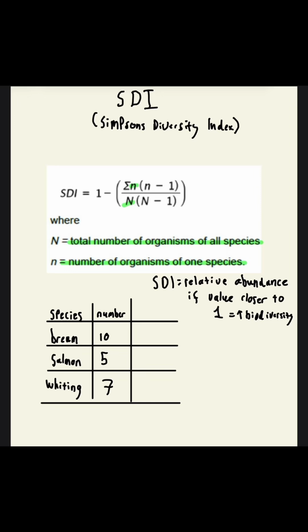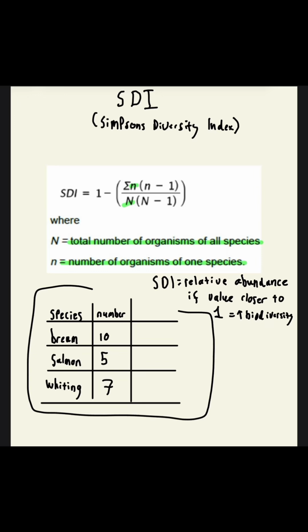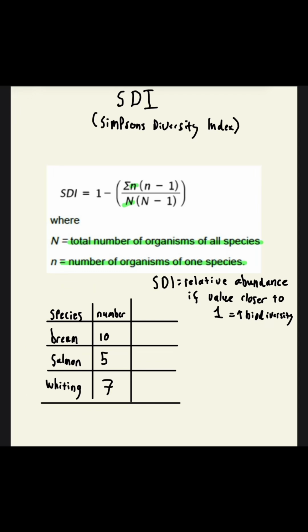For example, the question might give you a table like this here, and then ask you to calculate the SDI from that information. So this represents 10 bream, 5 salmon, and 7 whiting in an ecosystem. To calculate the SDI, we're going to do another column called n times n minus 1. This is what some people like to do.